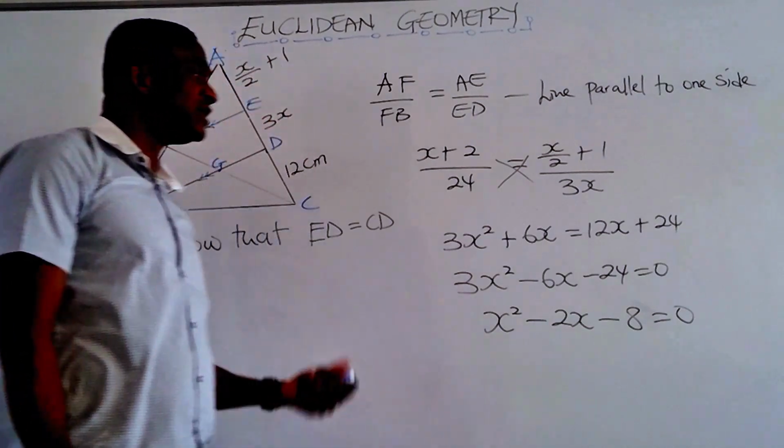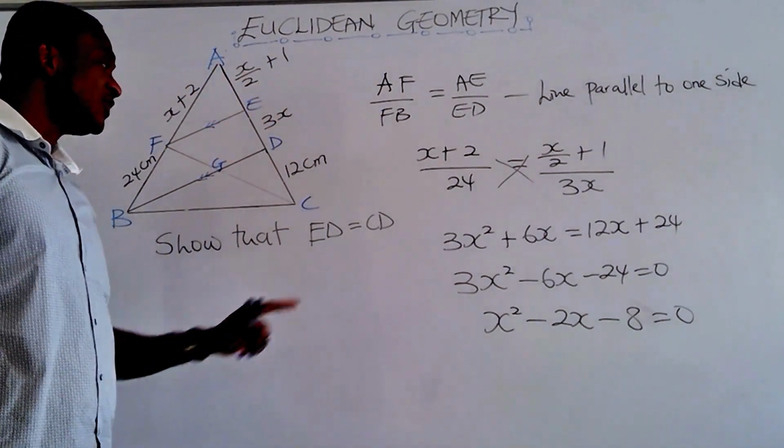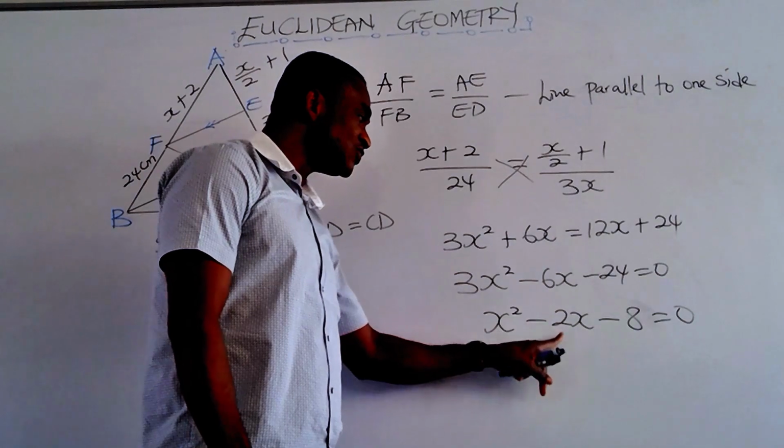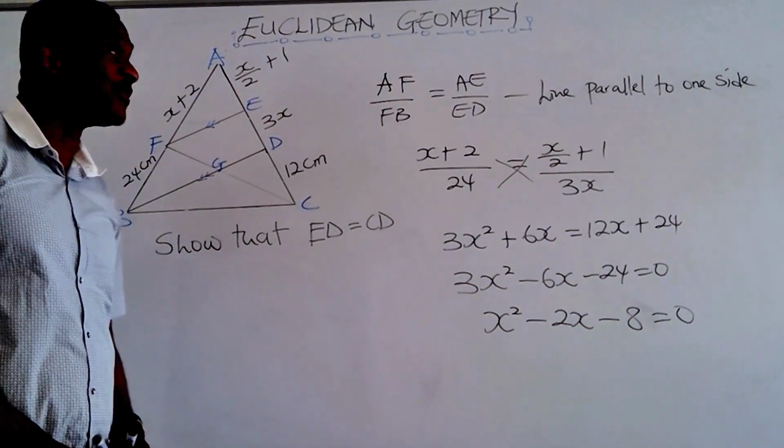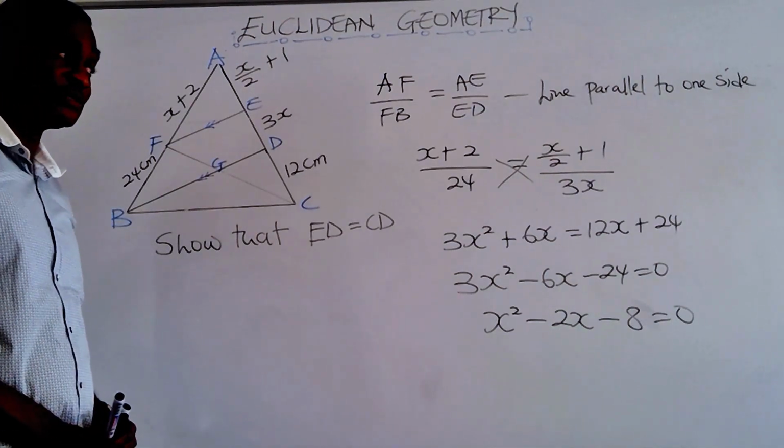To reduce the expression, it gives us the same answer. So 3 into 3x squared is x squared, 3 into 6 is 2, and 3 into 24 is 8. We have x squared minus 2x minus 8 equals 0. Now we can factorize this and solve for the values of x.